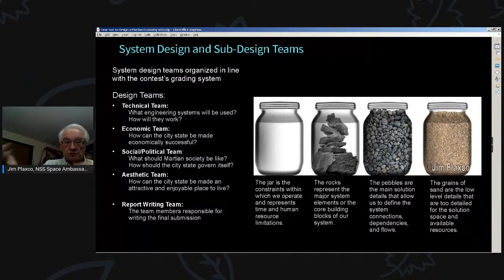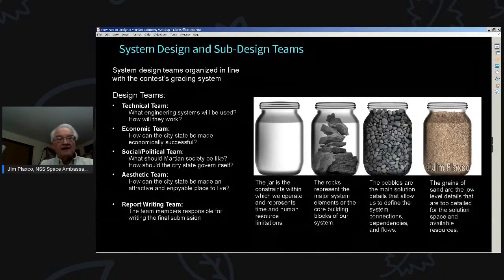So with respect to energy, it would be a question like, okay, how are we going to blend together different energy sources? And how is that demand going to be met? What will be the demands on the energy system? Grains of sand were those details that were too small to bother with within the framework of the contest. And for us, the tricky part was distinguishing the rocks from the pebbles or the grains of sand.